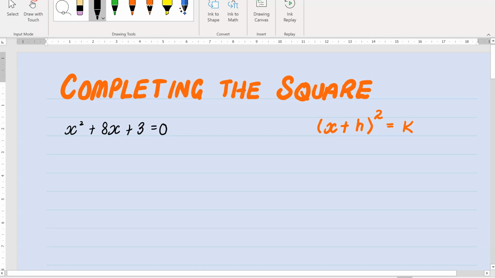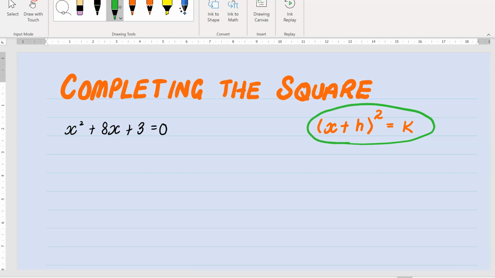Let's complete the square in a couple of easy steps. We want to try and get our quadratic into this expression here, so something squared equals something else. Pretty nice. The first thing we have to look at is this section here. That's what our eyes are drawn to.